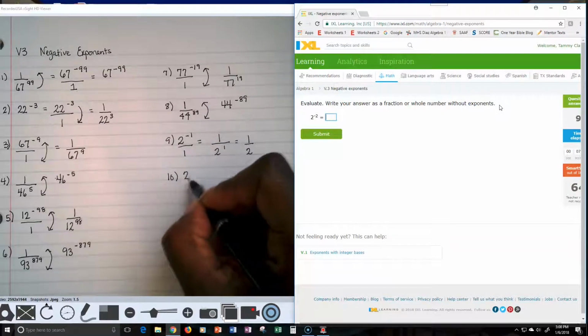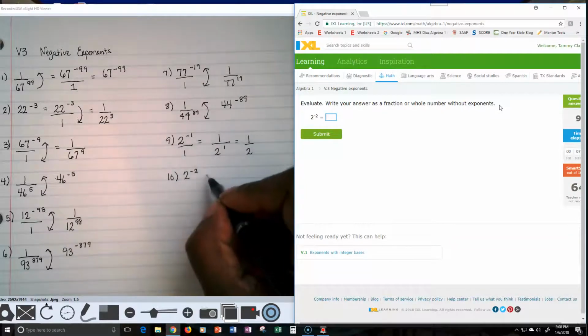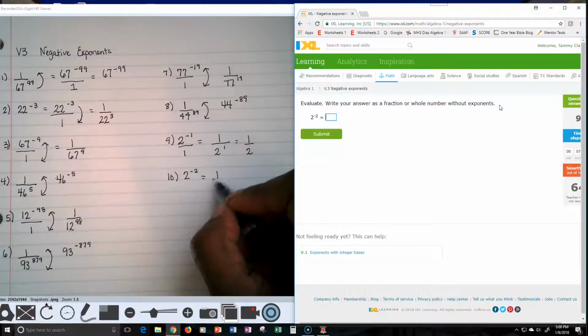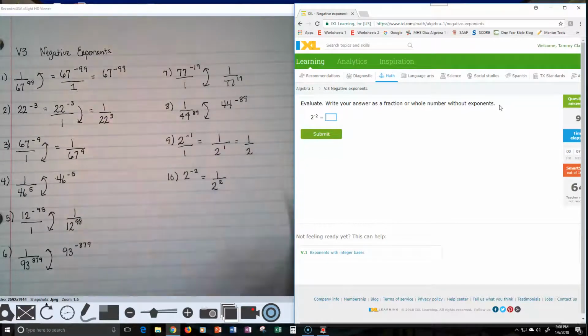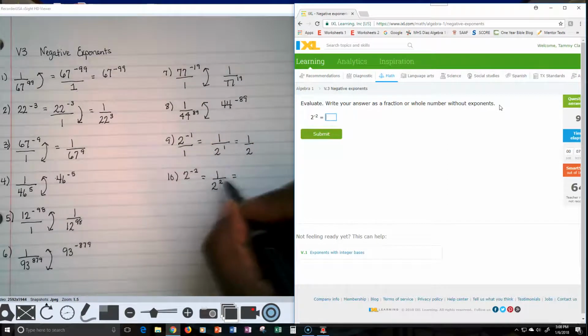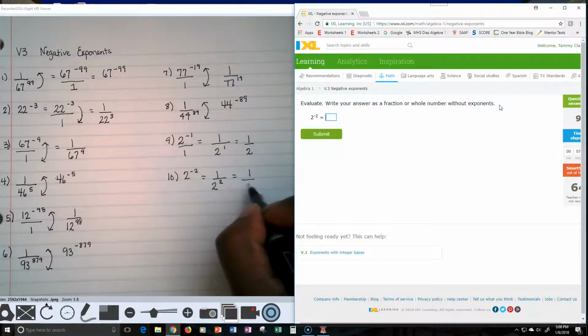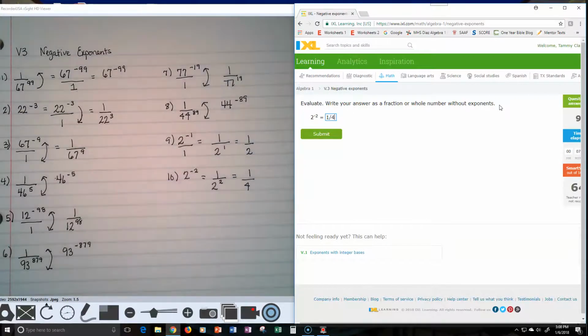So now we've got 2 to the negative 2nd power. We know we can't do that. We have to make the exponent positive first. So we've got 1 over 2 to the 2nd power. When we evaluate that, 2 to the 2nd power is 4, so it'd be 1 over 4.